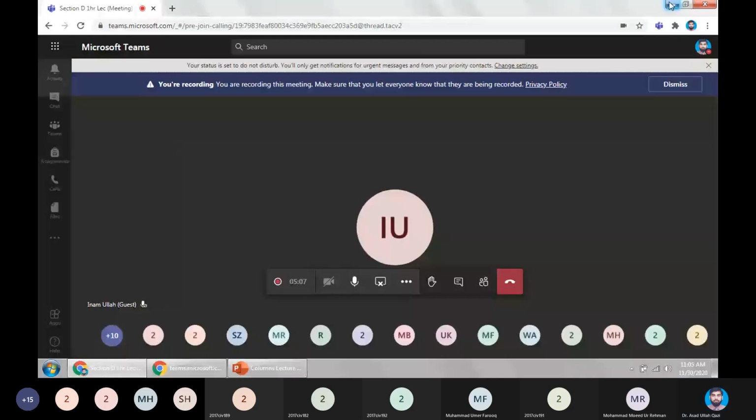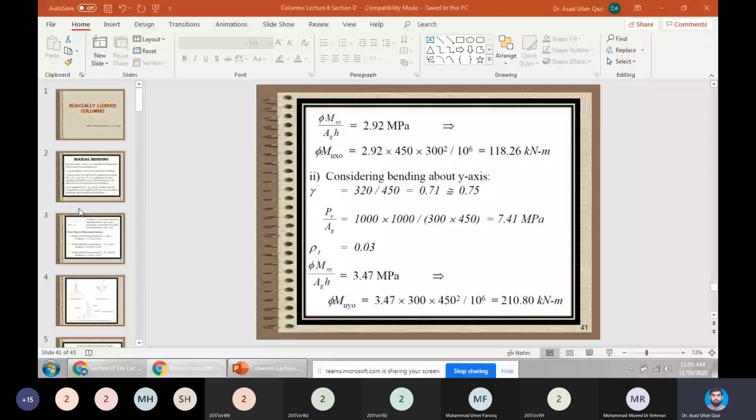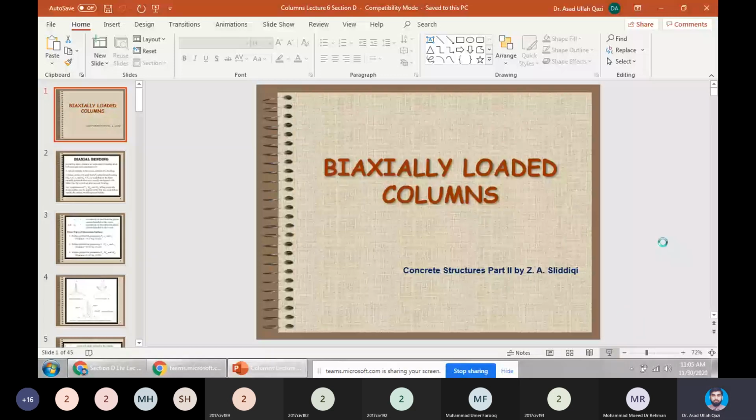And today's topic is biaxially loaded columns. So slides have been prepared from the reference book, Concrete Structures by Z.A. Siddiqui.